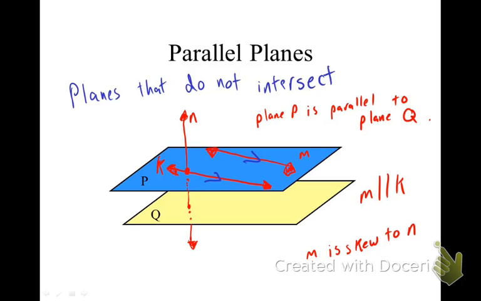Line M is skew to line N, and the question is, can a plane and a line be parallel? So is plane Q parallel to line M? And the answer is, yes, a line and a plane can be parallel, since line M is in plane P and plane P is parallel to plane Q. We have a plane and a line that are parallel.